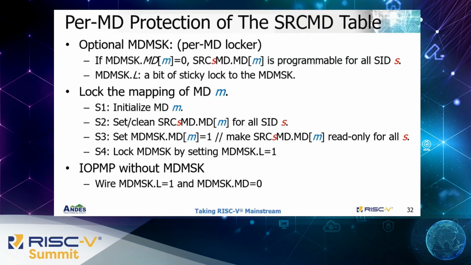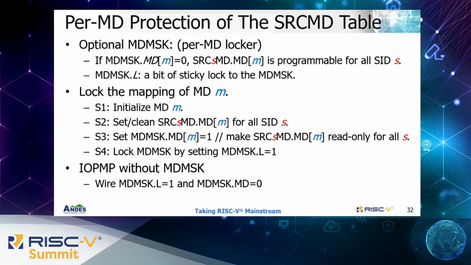We will begin with the SRC MD table. An optional register mdmsk is used to indicate which MD's association can be changed. A 0 bit in the MD field of the register means that its corresponding MD's association is programmable for every source ID. Otherwise, they are read-only. mdmsk.l is used to lock this register.